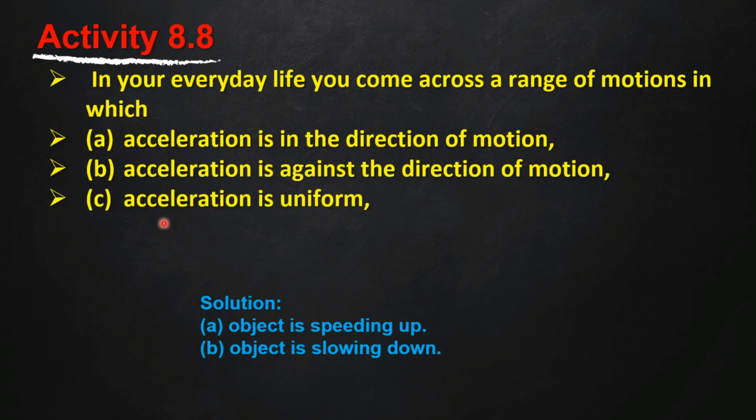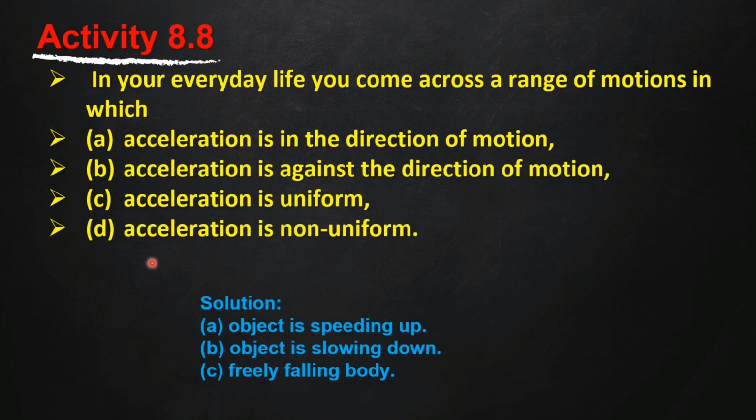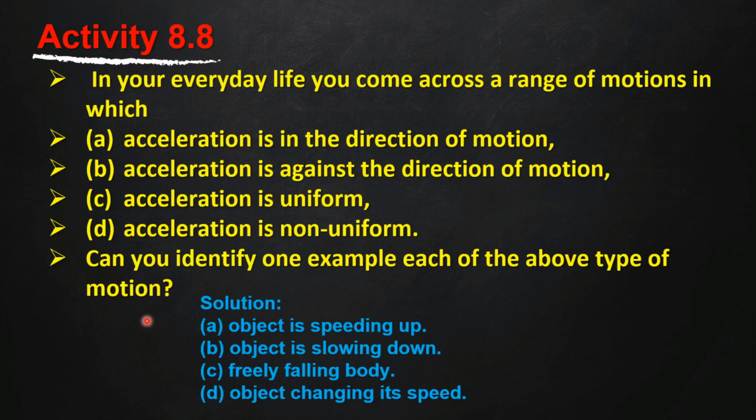Next is acceleration is uniform. So the example for this is a freely falling body. Then acceleration is non-uniform. For this, the object is changing its speed. So, can you identify one example each of the above type of motion? Yes, we had done it.